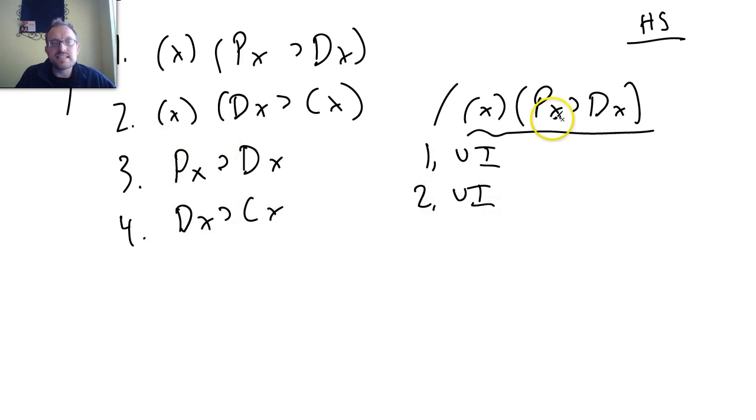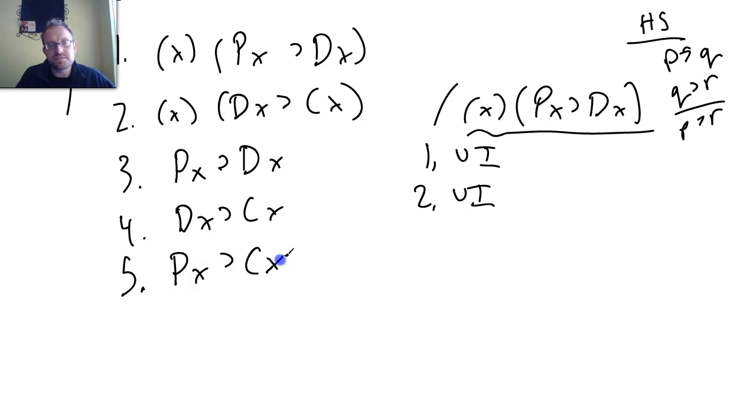Now that I've instantiated, you can see I've opened up my conditional for the hypothetical syllogism: P then Q, Q then R, therefore P then R. Notice this is open and free, and now this is open and free. I can now utilize the hypothetical syllogism in line 5 and say if I have Px, then I must have Cx. That's lines 3 and 4, hypothetical syllogism.